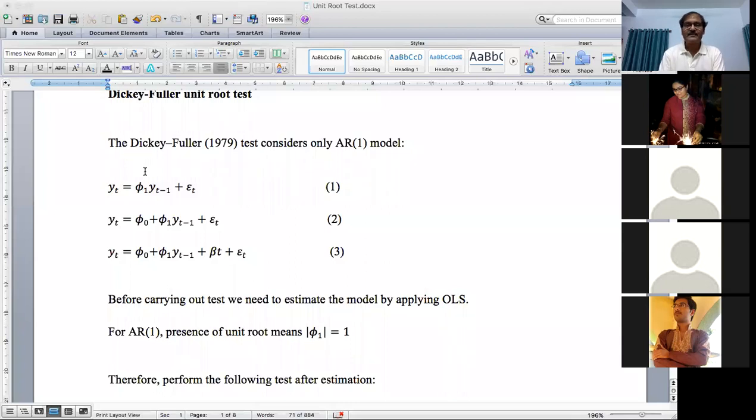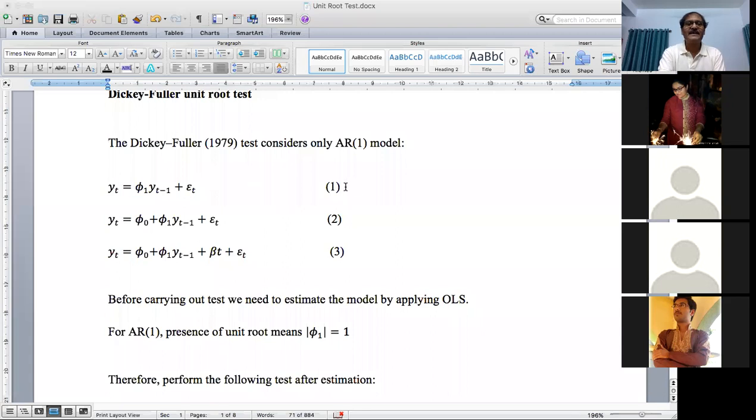Value of the characteristic root, sorry. So if the value of phi1 is equal to 1, then the AR1 series contains a unit root. So we have to test here. So the testing for unit root relates to the coefficient phi1. But the nature of testing depends on the actual specification of the AR1 series. AR1 may look like this or this or this.